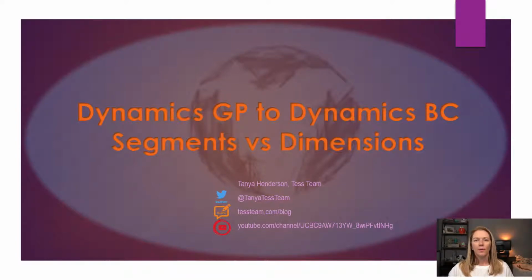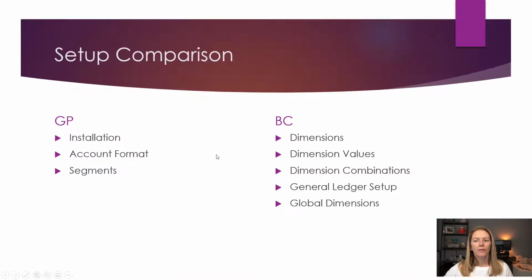What we're going to start with is the setup comparison between these two. So obviously in GP, you're going to install the product. Business Central, you're really just configuring the tenant or installing the tenant, however you want to put that. But when you do a GP installation, while you're doing the installation, you will choose what you want the segment structure to be. So whoever does the install has to choose the maximum length for the segmentation.